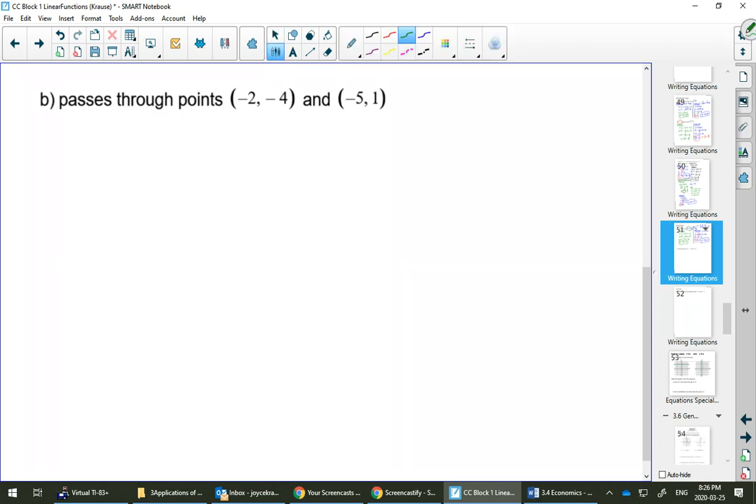All right, next example, it says we're looking for an equation that passes through the points -2, -4, and -5, 1. Again, when we're given 2 points, it doesn't matter what method you choose, we got to start off with slope. So m is going to equal 1 minus -4, so 1 plus 4, over -5 minus -2, so -5 plus 2. Again, if it helps, label your points. So 1 plus 4 is 5, -5 plus 2 is -3. So we're going to have -5/3. Again, don't be intimidated by fractions. You can always use your calculator to help.